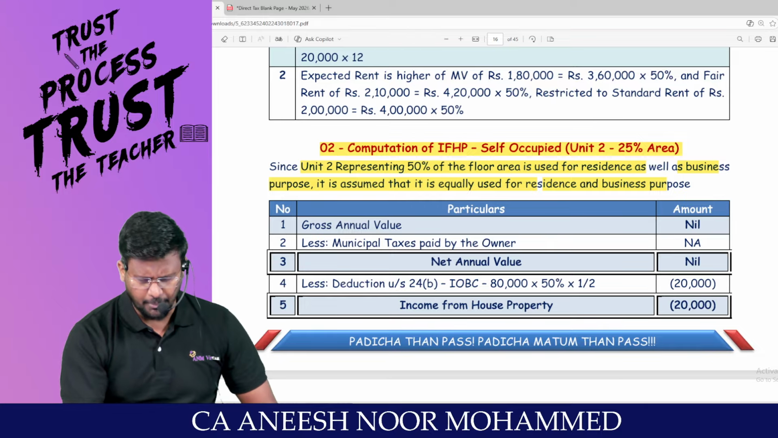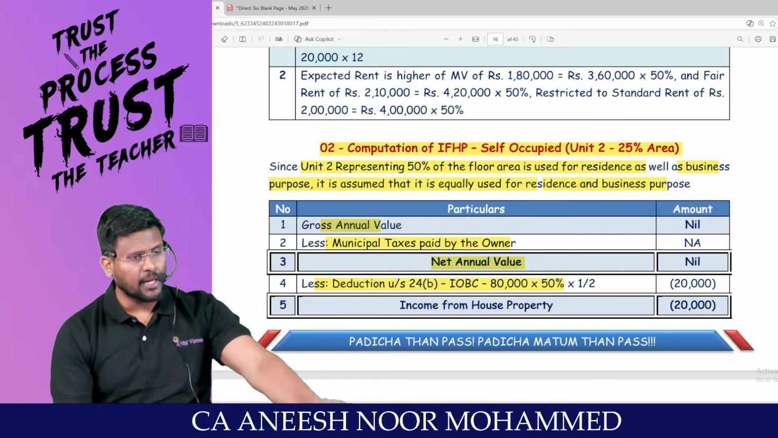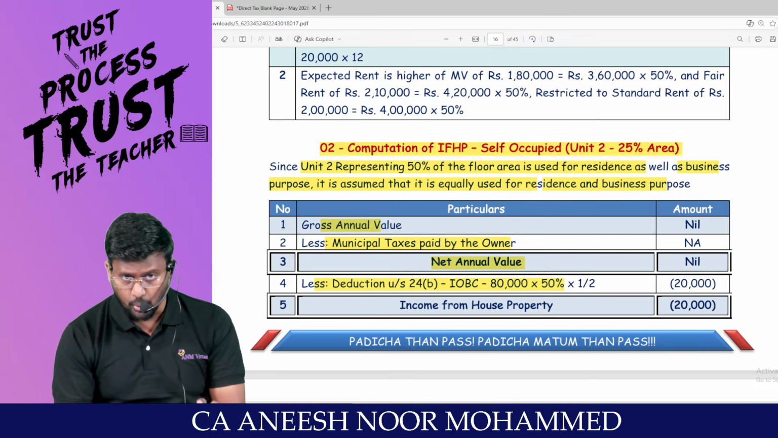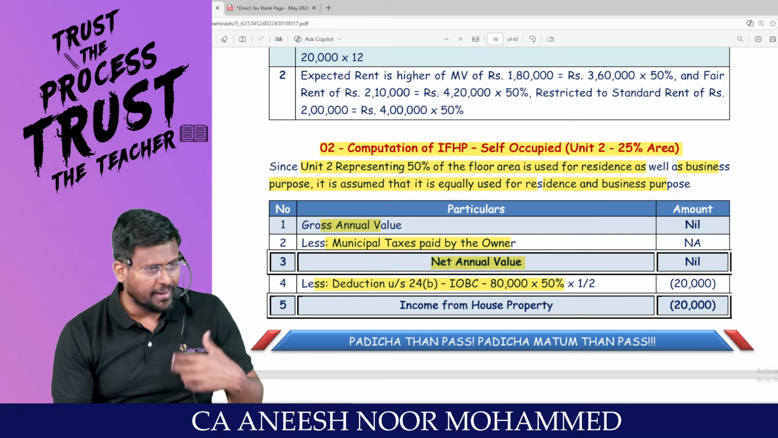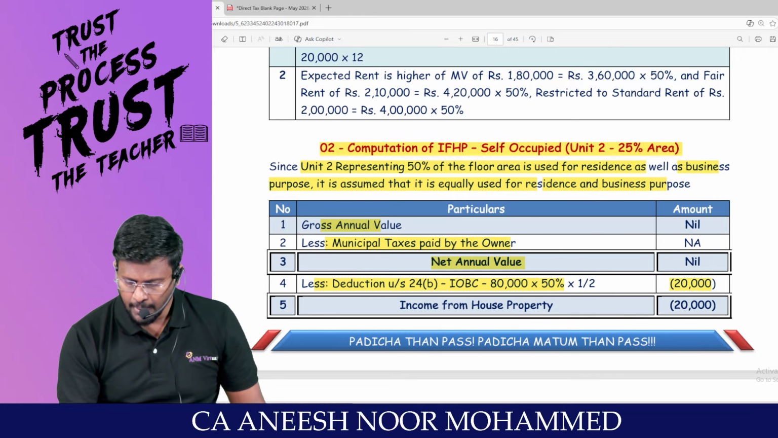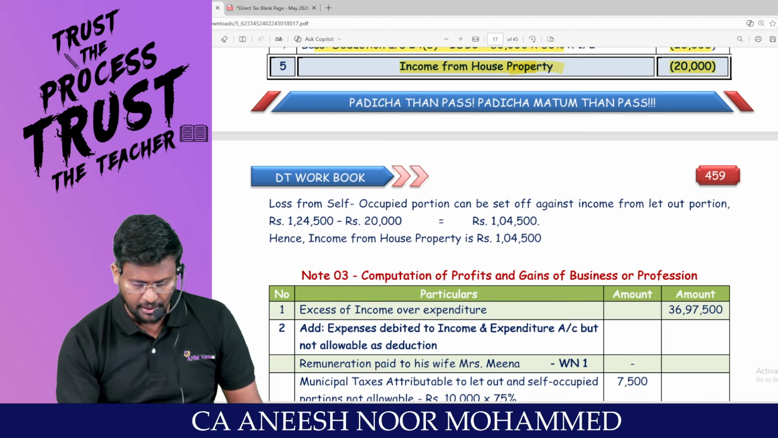For a self-occupied property, GAV nil, LT bar MT not allowed, NA will be nil. IOBC can be claimed as deduction, which is 80,000 into 50%. In that 50%, only 25% remain on the half only used for the business. So in self-occupied, IFHP is loss of 20,000.